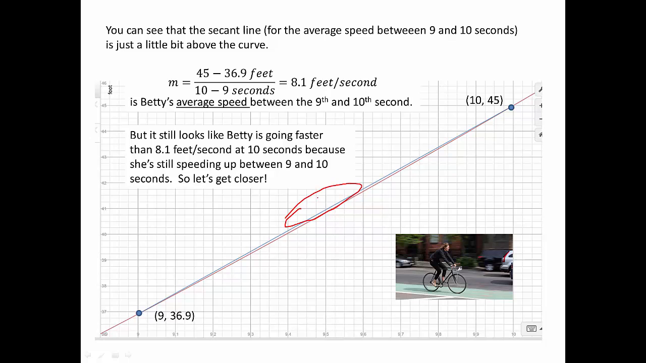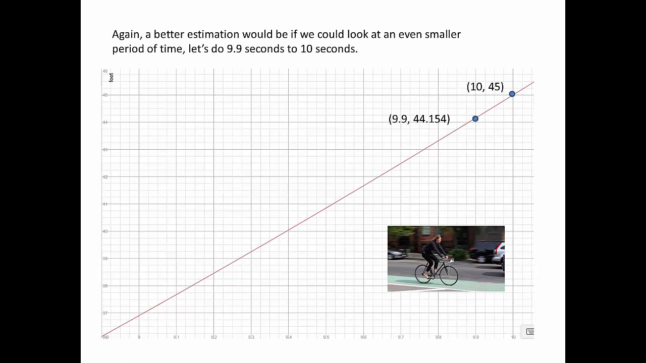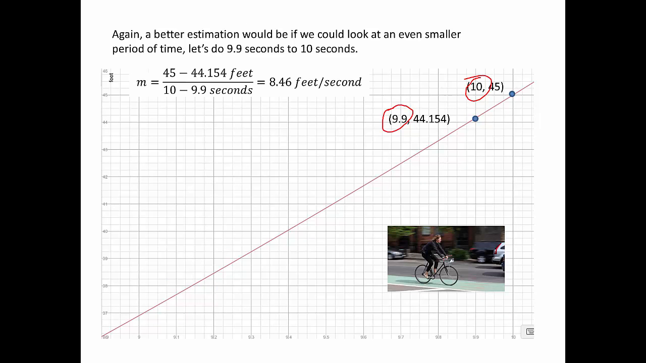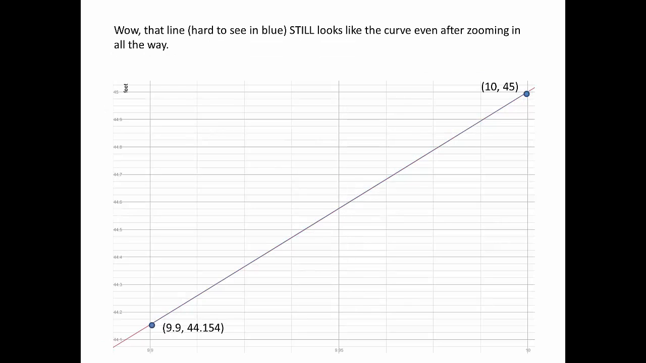So let's actually get closer. Let's do a smaller time period. How about 9.9 seconds to 10 seconds? So if we go ahead and find that slope, it's 8.46 feet per second. Again, faster than the 8.1 feet per second. And let's go ahead and zoom in again and see what we got. I'm going to look at this part of the graph right there.